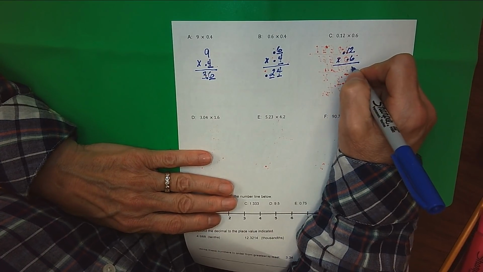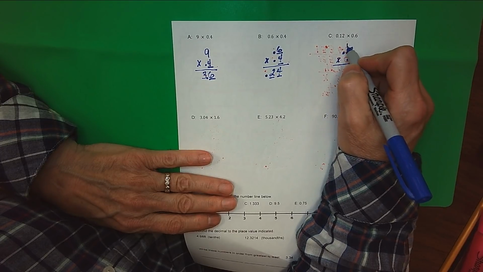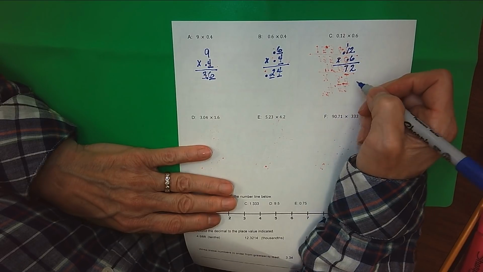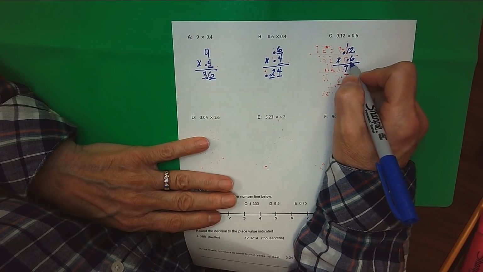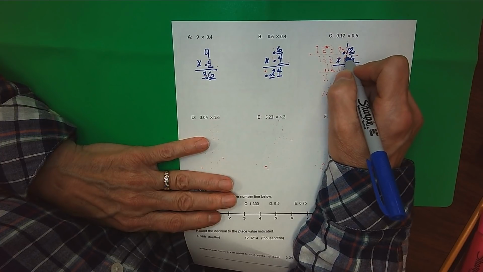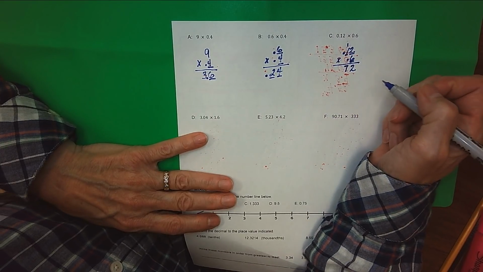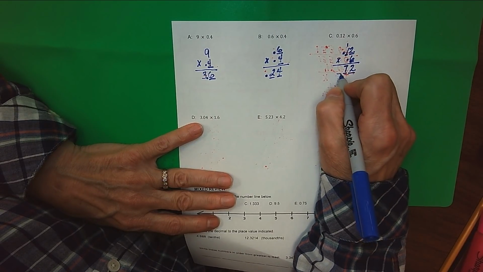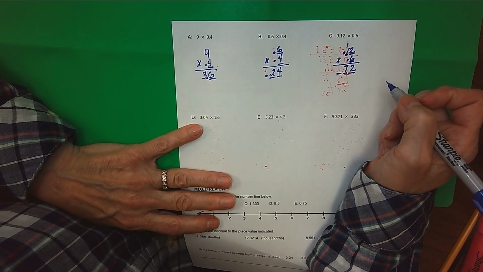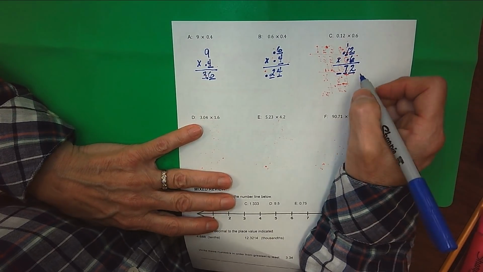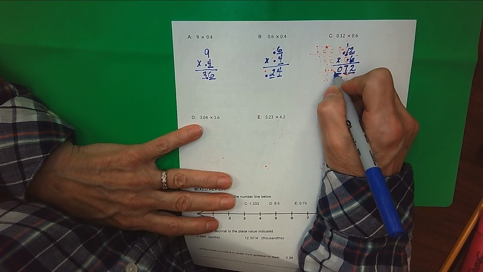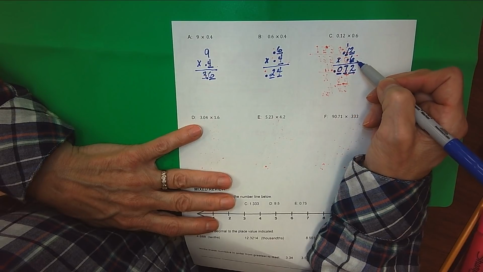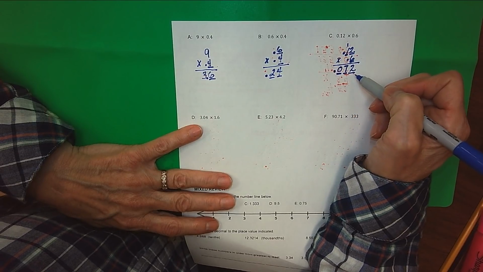6 times 2 is 12. Put down my 2, carry my 1. 6 times 1 is 6 plus 1 is 7. All right, now, here's a little problem. I've got 1, 2, 3 numbers behind the decimal point in the problem. So I'm going to need 1, 2, 3 numbers behind the decimal point in the answer. I'm betting you can figure out that I need to add a 0 right there to make that answer correct. So 12 hundredths times 6 tenths is 72 thousandths.